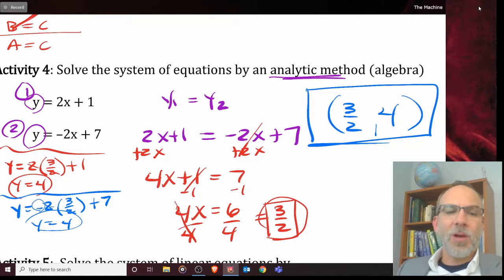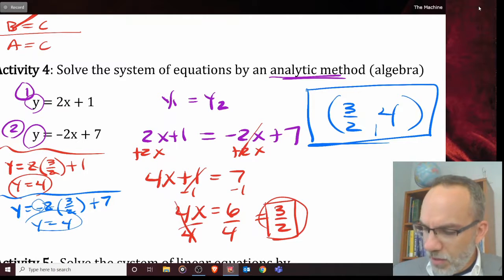Good, right? So one of the methods is if you have two equations and they're both equal to y, you can just set the two things equal to each other. You can maybe even do that on a calculator. If you graph both those lines, find the intersection point. So now, let's try the next one.